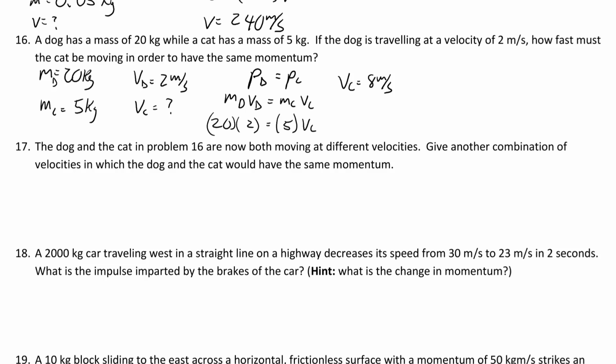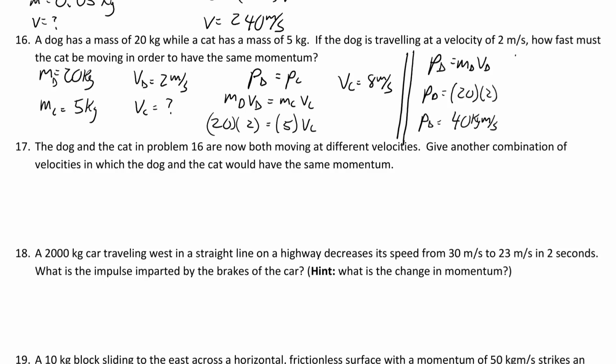Now, there's another way you could do this. Instead of coming up with your own equation here, you could just solve. You could say, what is the momentum of the dog? And now, knowing the momentum of the dog, you could figure out what the velocity of the cat should be in order to have the same momentum. So you just plug in the momentum of the dog, it should be the momentum of the cat. So you plug in a 40 over here. And then you get to the same answer. The cat has to move at 8 meters per second. 40 divided by 5.